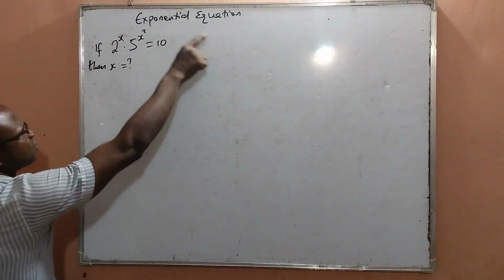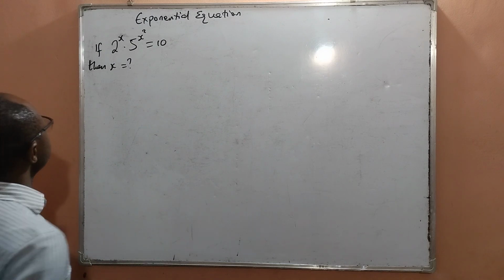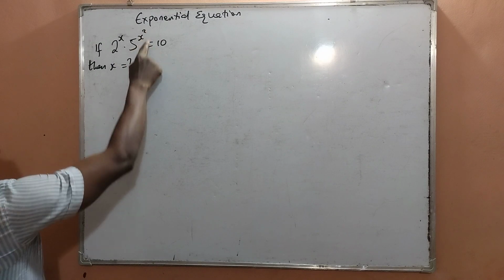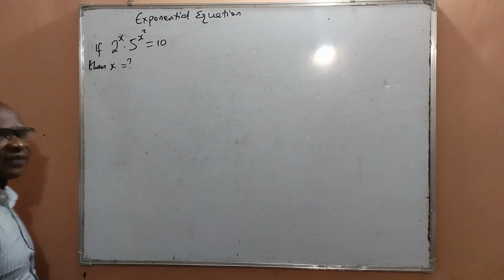Today's math class is an exponential equation, a quadratic exponential equation. If 2 raised to the power x multiplied by 5 raised to the power x squared is equal to 10, what should be the value of x?